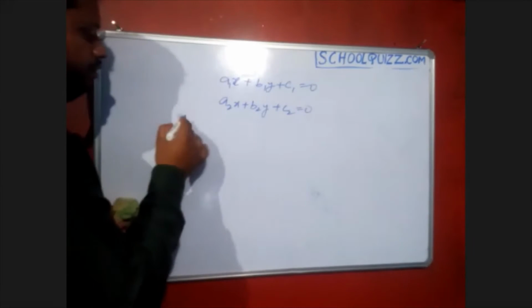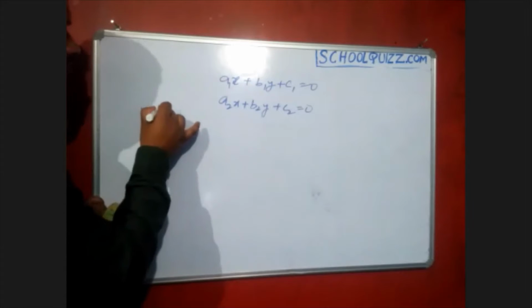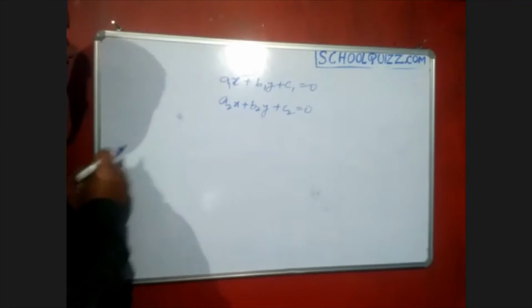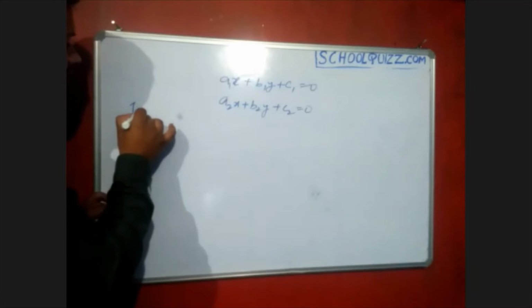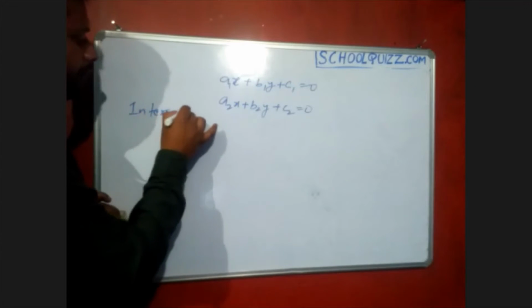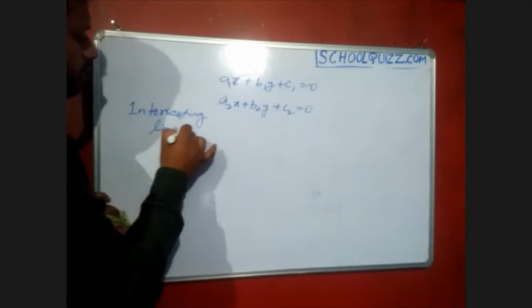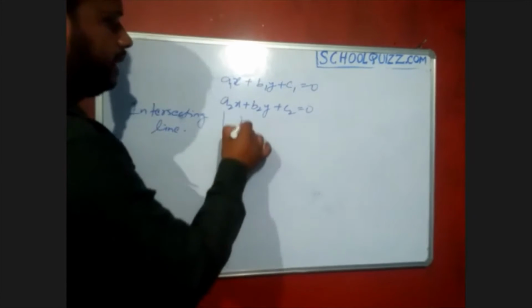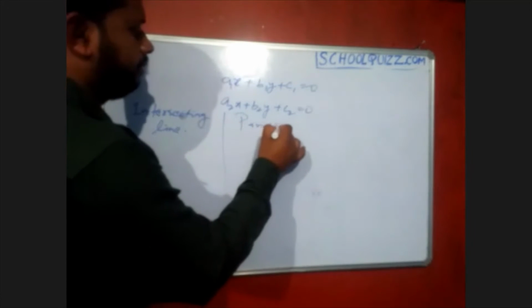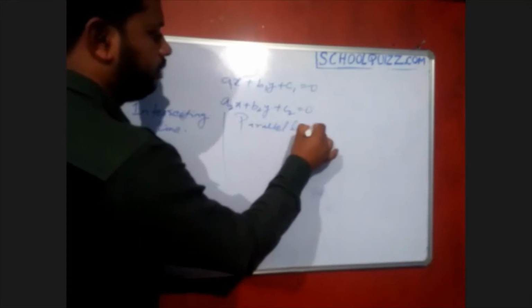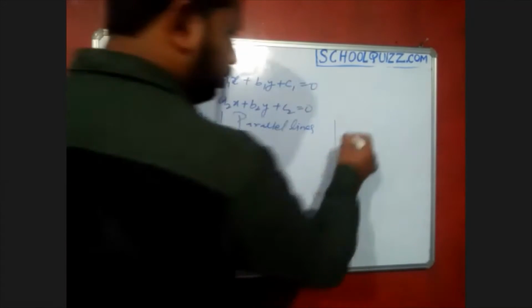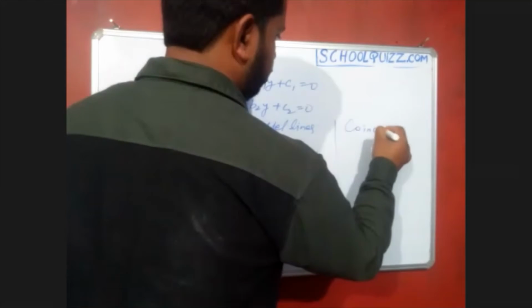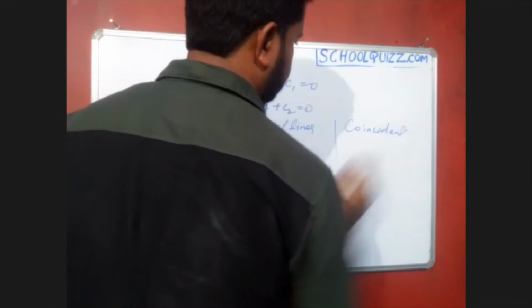The first one is the unique case, we can say intersecting. I will tell you another name for intersecting lines. What are the conditions for intersecting lines? Next is parallel lines. What happens when the lines are parallel, and how can we identify parallel lines? The next one is coincident, meaning two lines are placed on each other.